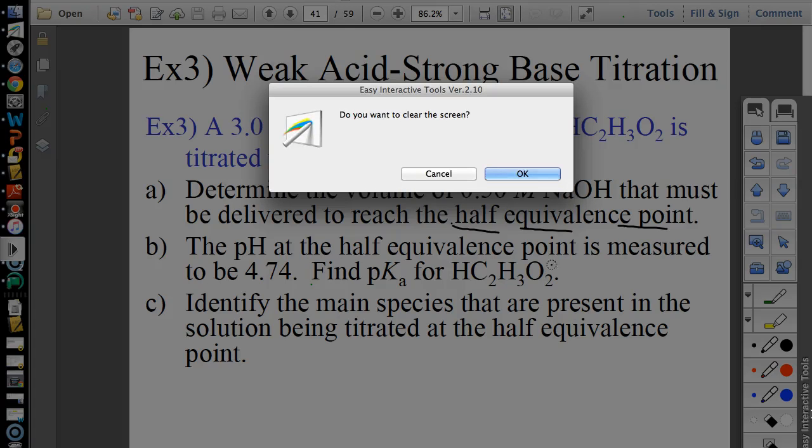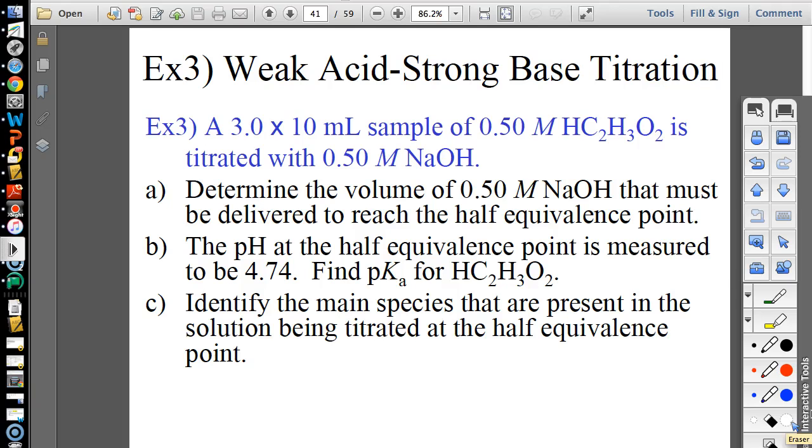I'm going to do this one with you real quick. So let's look at this. Determine the volume of 0.5 molar NaOH that must be delivered to reach the half equivalence point. The pH at the half equivalence point is measured to be 4.74. Find the pKa. Before we even go on, if the pH at the half equivalence point is 4.74, then what's the pKa? Okay, good. Then identify the main species that are present.